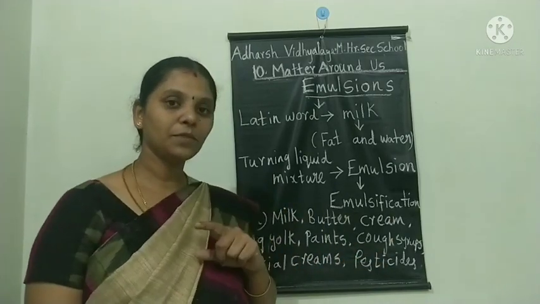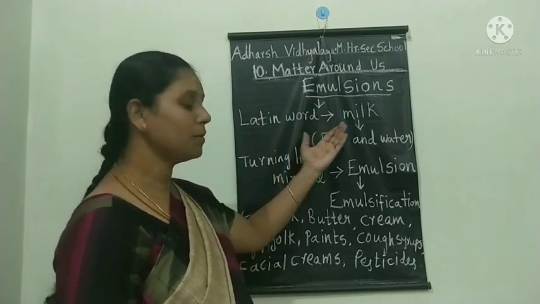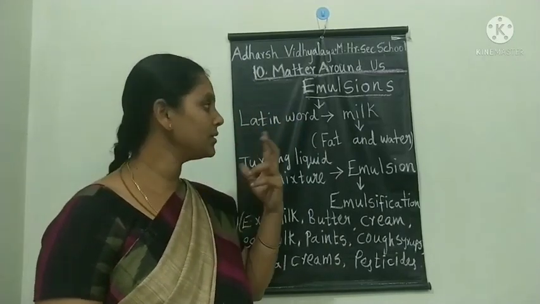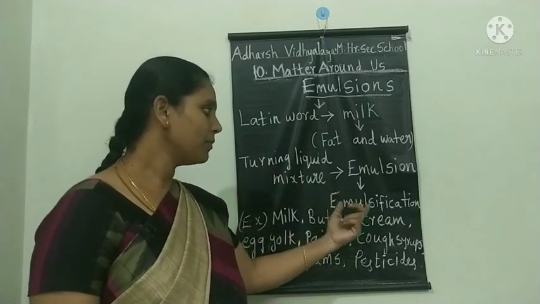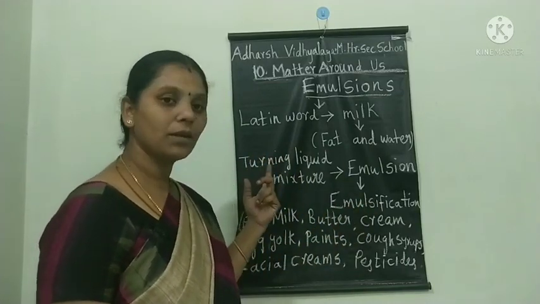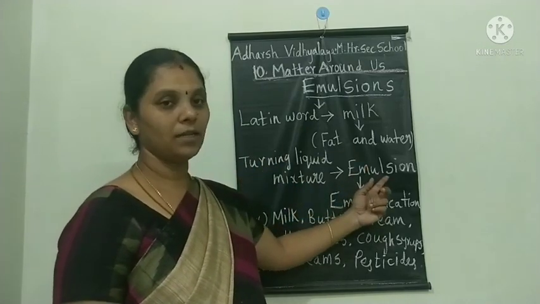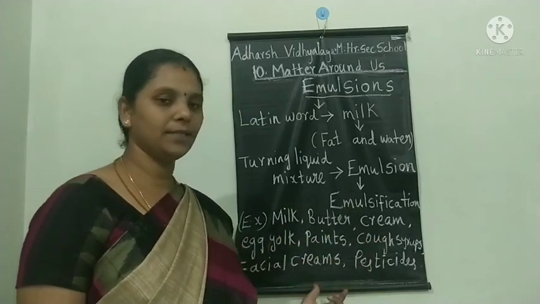So emulsion comes from which word? The Latin word, meaning milk. Milk is an example of an emulsion, a combination of fat and water. Emulsification means the process of converting the liquid mixture into an emulsion. The process is called emulsification, and these are the examples.